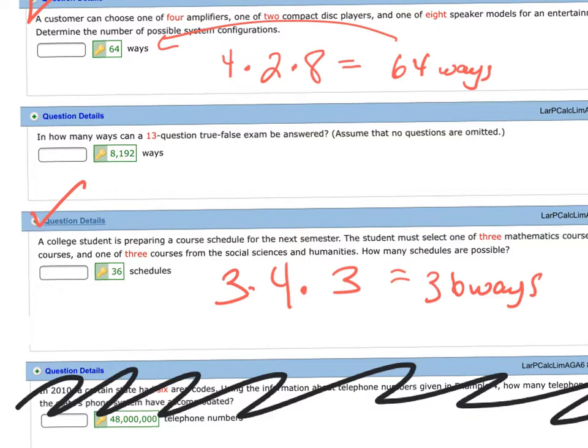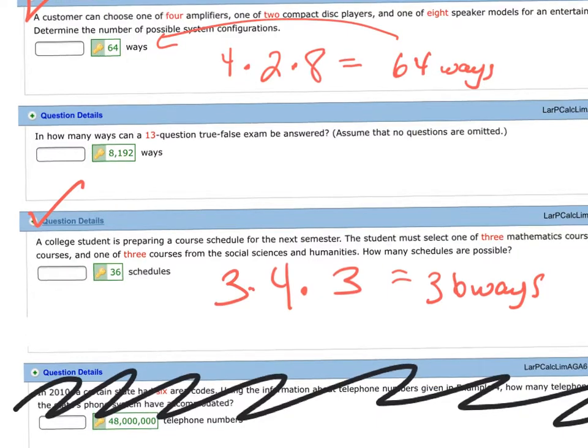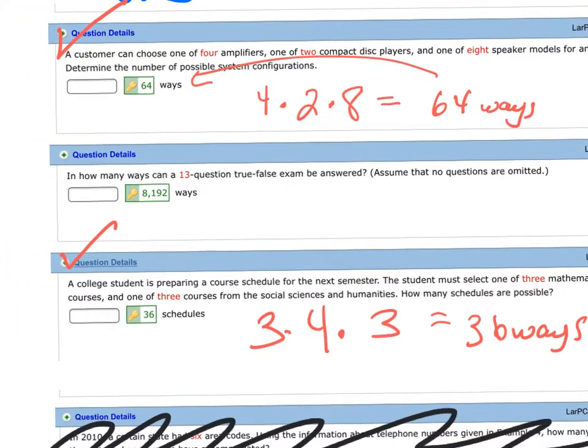All right. The math behind this stuff is not hard. It's just understanding what they're asking. In the second question, they're asking how many ways can a 13-question true or false exam be answered, assuming you don't skip any questions. They are telling you different parameters. How many questions are on this test? 13. There are 13 answers that you have to give.